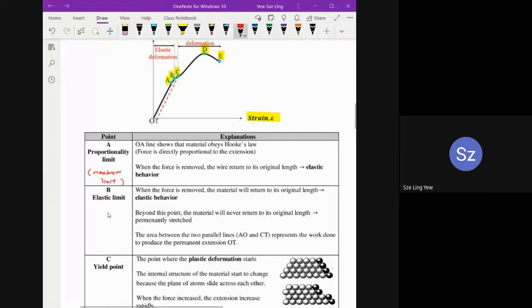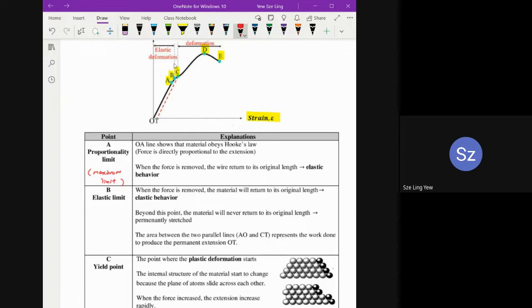So what happens at point B? Point B is the elastic limit. When the force is removed, the material will still return to its original length, so it's still part of the elastic deformation. Beyond this point, the object will never return to its original length, so it is permanently stretched. So elastic deformation ends at point B. Hooke's law ends at point A, but elastic deformation ends at point B. Beyond this point, the material will never return.